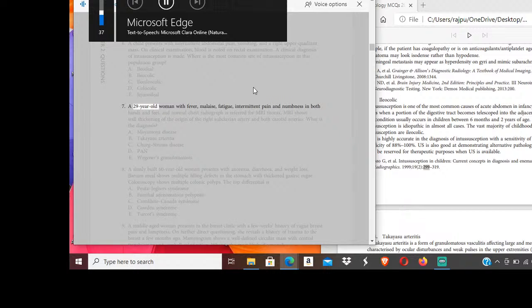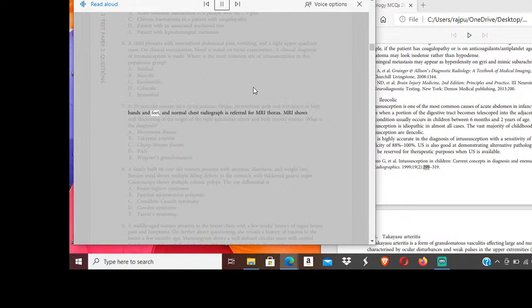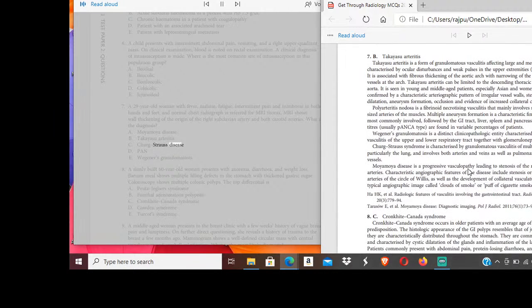7. A 29-year-old woman with fever, malaise, fatigue, intermittent pain and numbness in both hands and feet, and normal chest radiograph is referred for MRI thorax. MRI shows wall thickening of the origin of the right subclavian artery and both carotid arteries. What is the diagnosis? A. Moyamoya disease. B. Takayasu arteritis. C. Churg-Strauss disease. D. Polyarteritis nodosa. E. Wegener's granulomatosis.